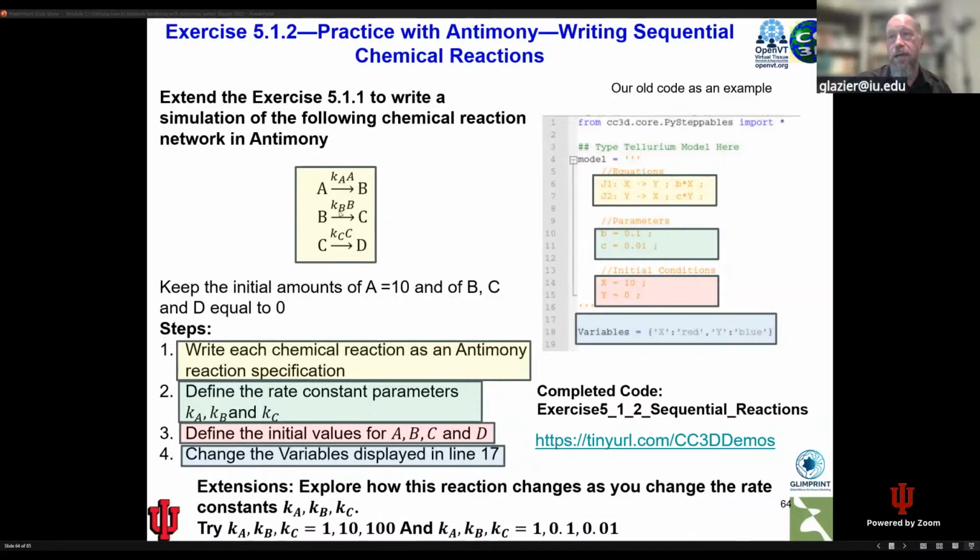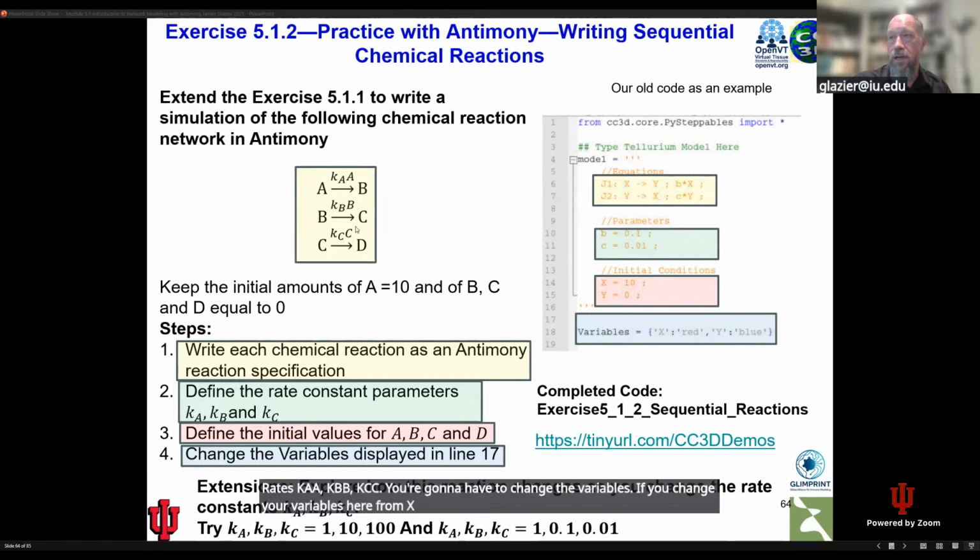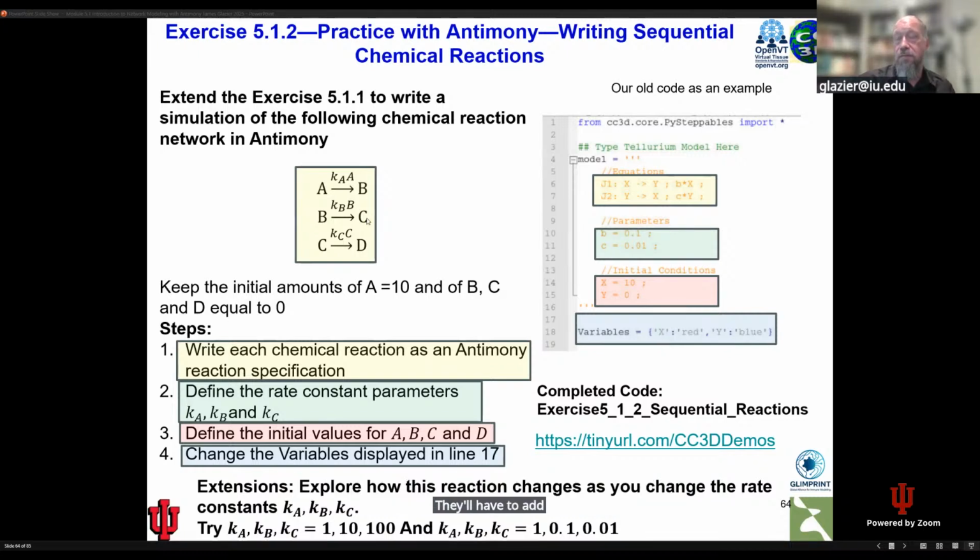Rates Ka, Kb, Kc. You're going to have to change the variables. If you change your variables here from X to Y, X to A, you'll have to change the variable in line 18 from X to A. You'll have to add a plot for B and for C and D as well. Give them color names. All right.